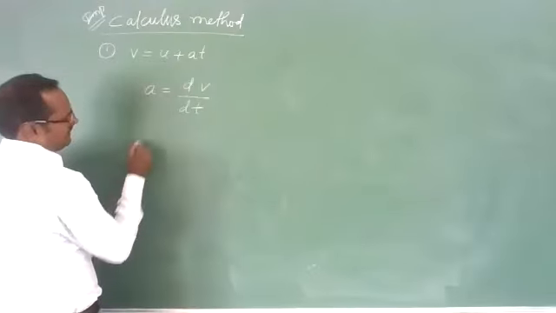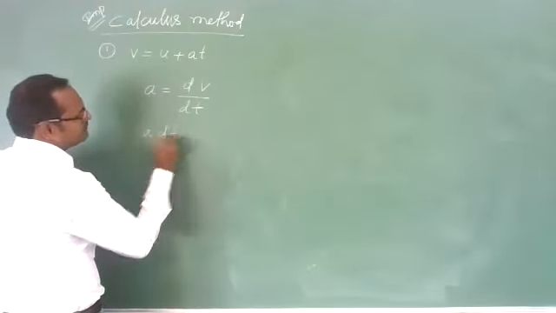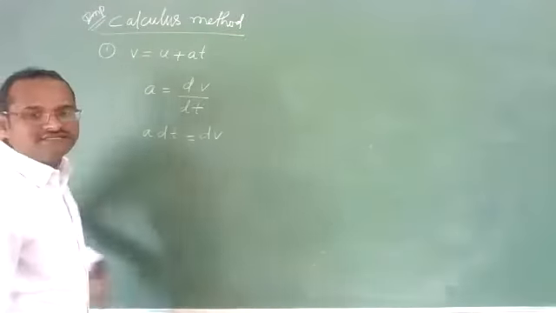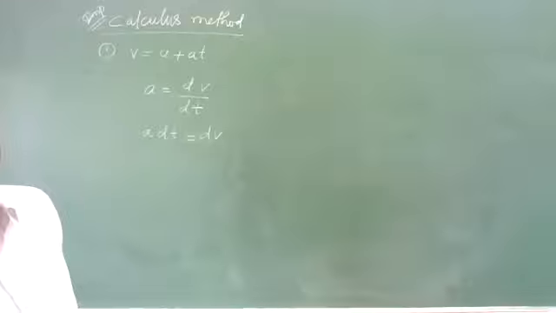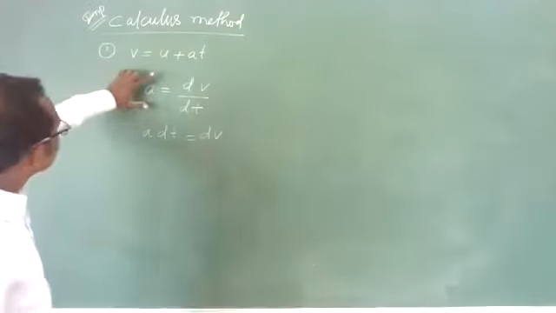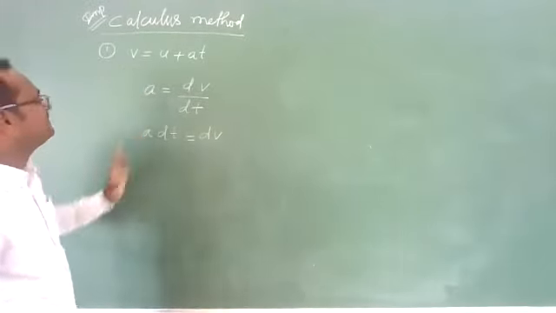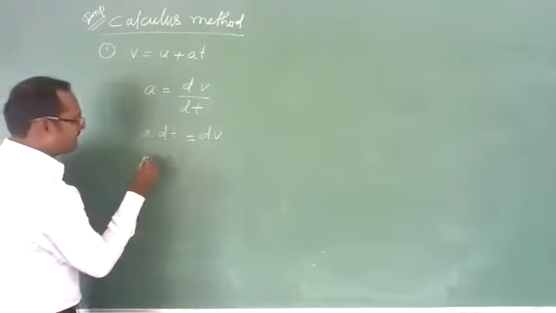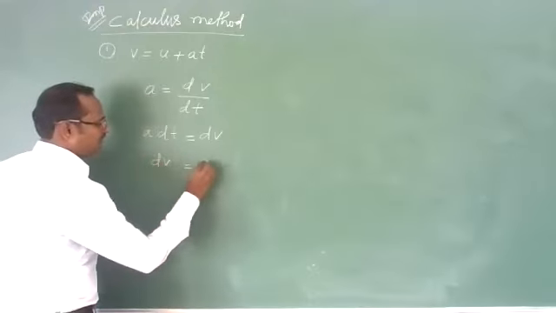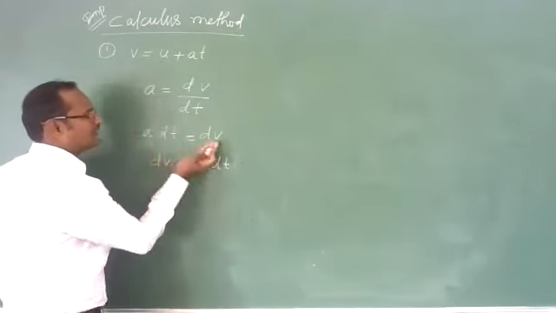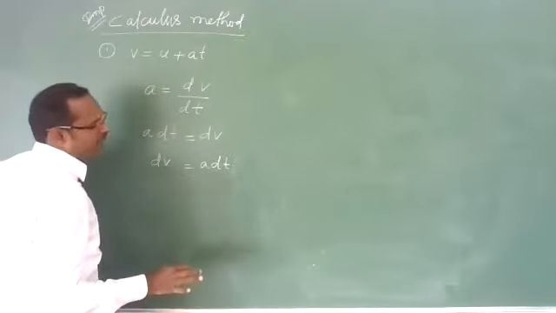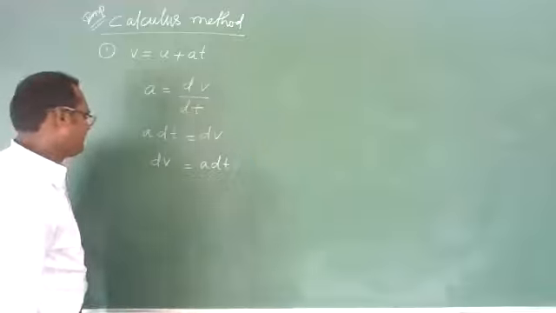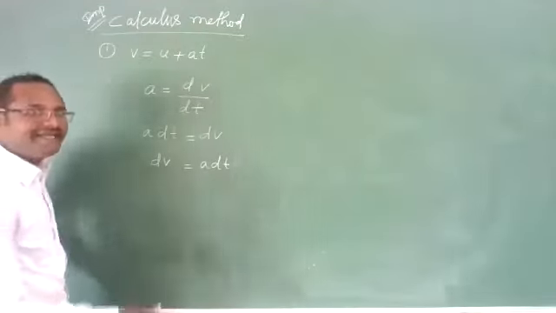Now cross multiply this. We will get a into dt is equal to dv. Here I have just cross multiplied this equation, and dt I am setting on this side. Now I am writing dv first, and then a dt second. I have just swapped these positions, because I want to get it exactly like this.